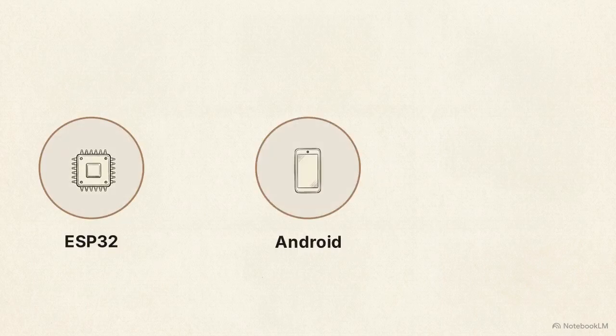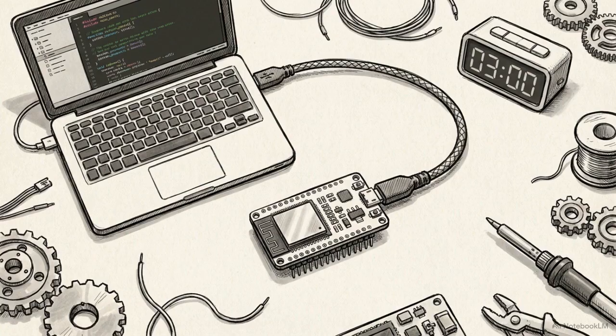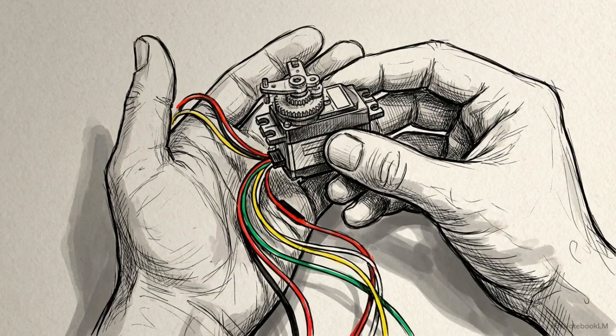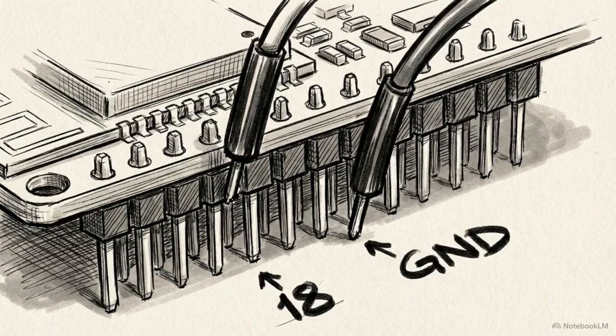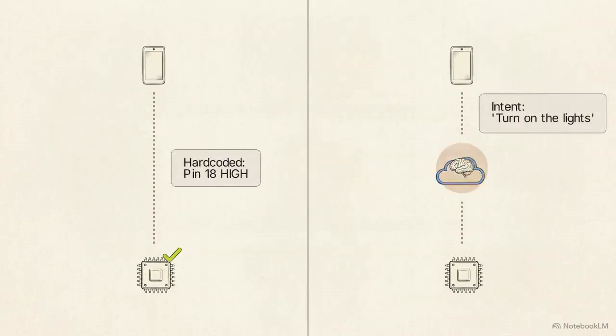The architecture relies on an ESP32 microcontroller, a custom Android environment, and a cloud AI provider. Setting up this entire infrastructure requires roughly 3 to 5 hours of configuration to get the system fully operational. Testing the response times requires standard hardware, like a servo motor or a relay connected to the board's GPIO pins. This setup makes the ESP32 an adaptable machine that interprets intent rather than a device limited to hard-coded commands.